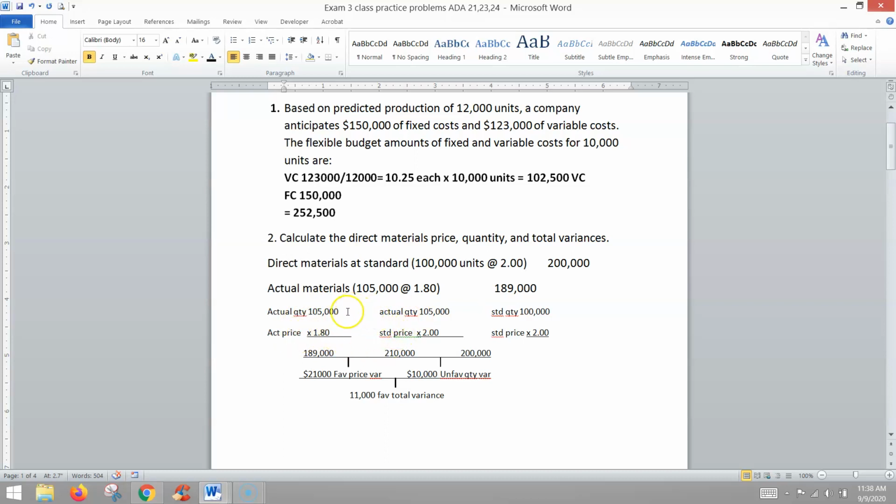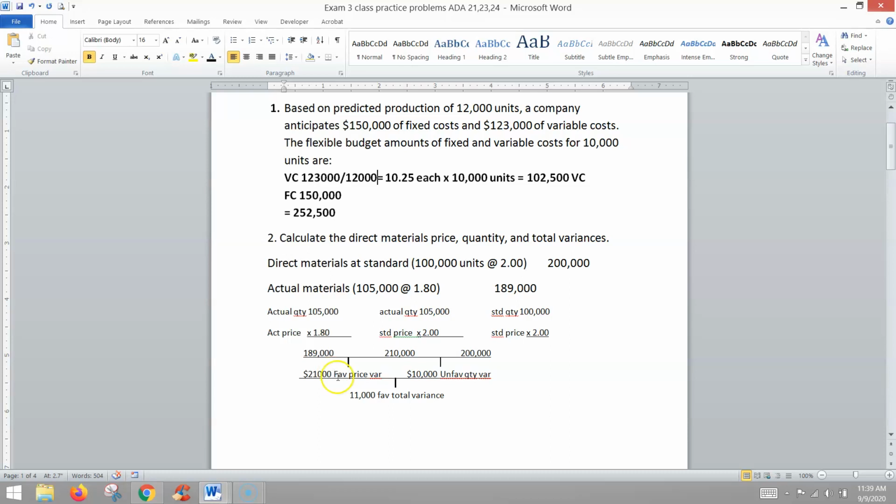If you take 105,000 times $1.80, you're going to get 189,000. If you take the actual quantity of 105,000 times $2, you're going to get 210,000. If you take the difference between these two, it is a $21,000 price variance. And you have to be able to determine if it's favorable or unfavorable. Basically, favorable is going to be less cost. So since our actual is less than the standard, this variance is going to be 21,000 favorable.